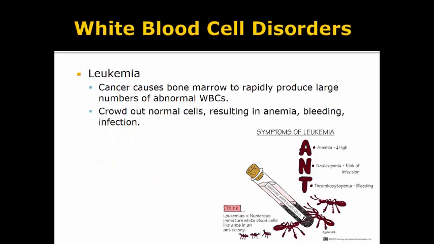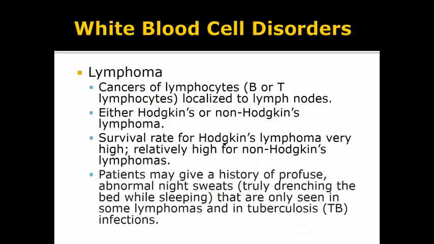Now your white blood cell disorders. You've got leukemia, and this is where you have a cancer that causes bone marrow to rapidly produce large numbers of abnormal white blood cells, and these are going to crowd out your normal cells, which leads to anemias, bleeding, and high risks of infection. Your lymphomas are cancers of your lymphocytes. You've got B and T lymphocytes, and this is usually going to be localized to the lymph nodes, and you may have Hodgkin's or non-Hodgkin's. Survival rate for Hodgkin's is pretty good, decently okay for non-Hodgkin's. You usually have a history of profuse abnormal night sweats, seen in either lymphomas or your TB infections.